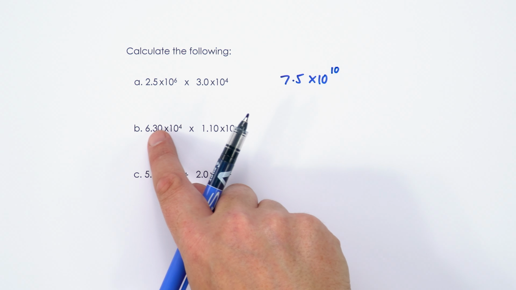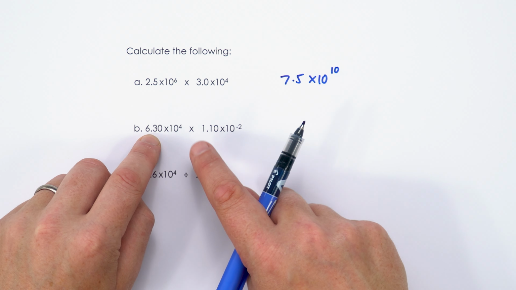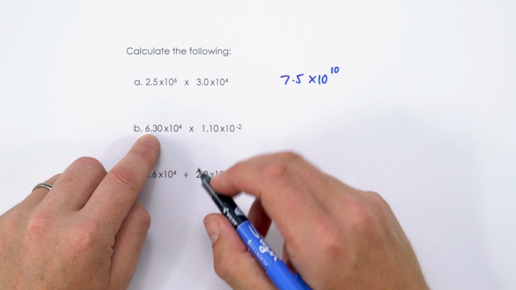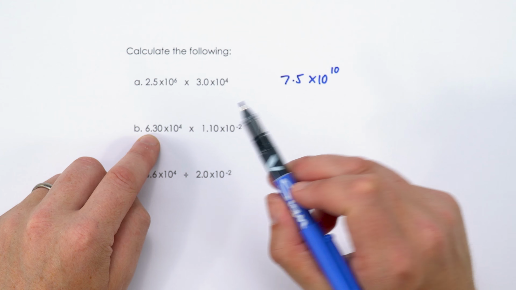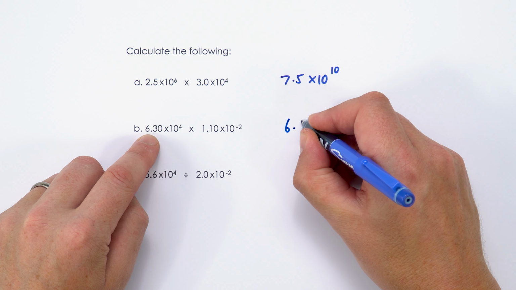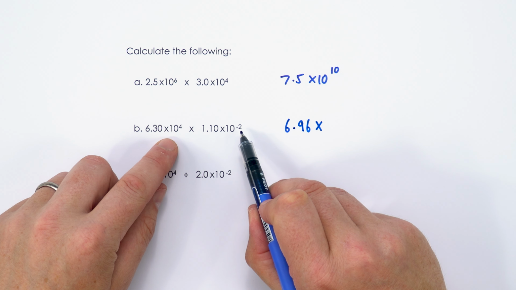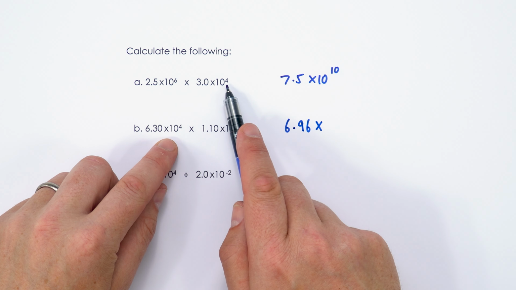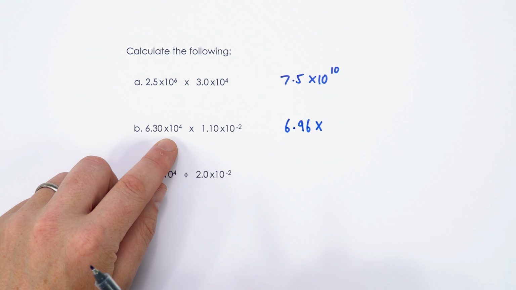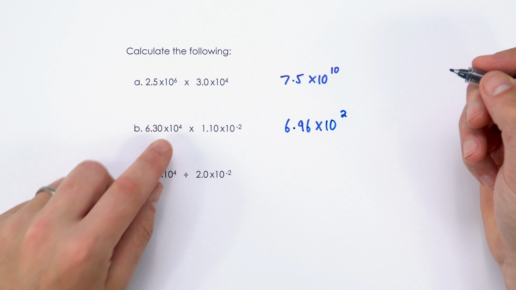The next one, we're going to do the same kind of format. So we're going to multiply 6.30 by 1.10. I guess I could work that out because that would be 6.30 plus 0.63, which would be 6.96. And then we've got 10 to the 4 times 10 to the minus 2. Now we're just going to add the two numbers together like we did before. So you've got 4 add minus 2 is going to be plus 2. So this is times 10 to the 2.